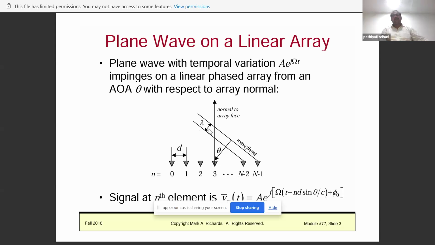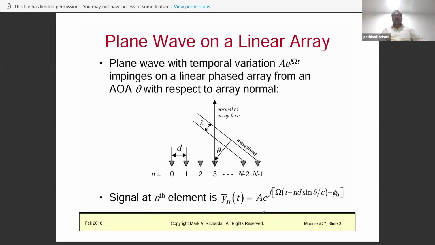The separation between these two wavefronts is lambda here, and these two antenna elements are separated by distance d. So the d is usually lambda by 2. It is in multiples of lambda, and you can consider it as lambda by 2. The signal at the nth element is defined as y_n of t.